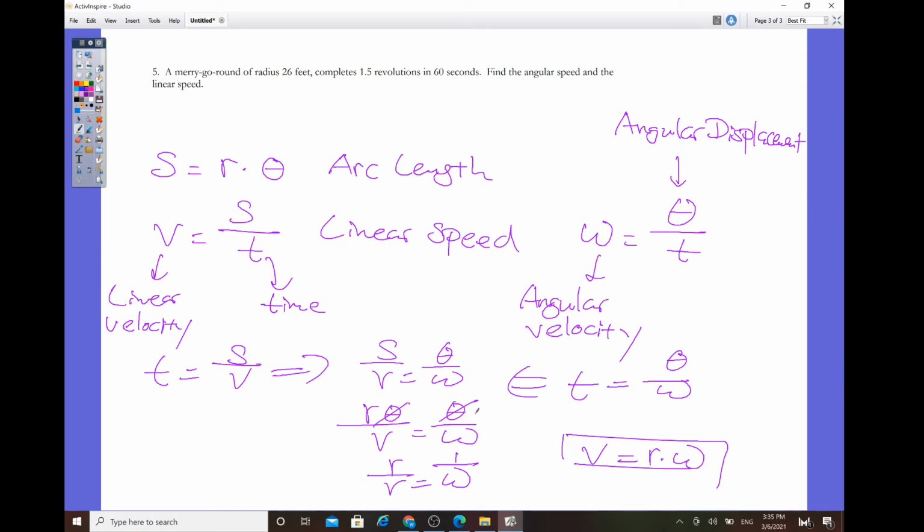So this one is just a short algebraic proof, the way to find out the relationship of the linear velocity and the angular velocity. Okay, so now let's go back to this one.